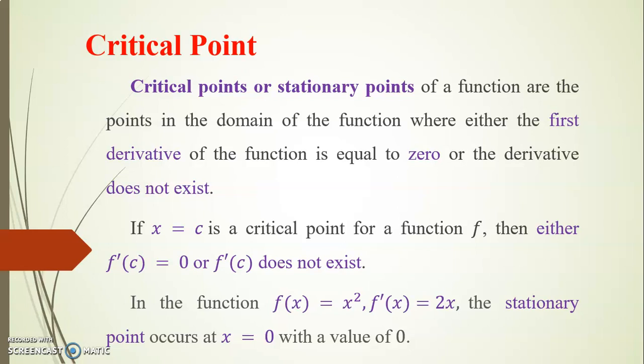Let's consider an example. In the function f of x is equal to x square, the derivative f dash of x is equal to 2x. Therefore, the stationary point occurs at x is equal to 0 with a value of 0.